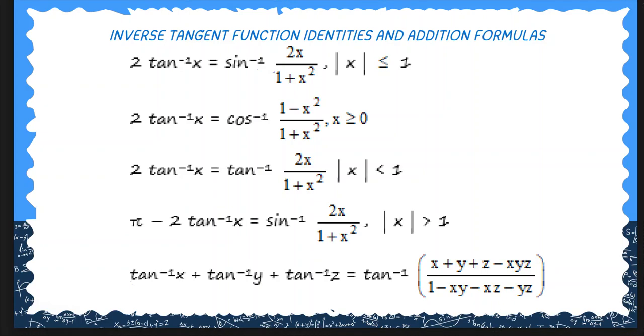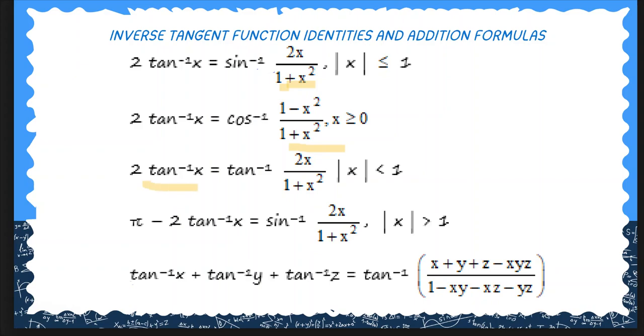Next, we will discuss inverse tangent function identities and addition formulas. So 2 tan inverse of x is equal to sin inverse of 2x over 1 plus x square, where mod of x is less than or equal to 1. Here, 2 tan inverse of x is also equal to cos inverse of 1 minus x square over 1 plus x square, where x is greater than or equal to 0.